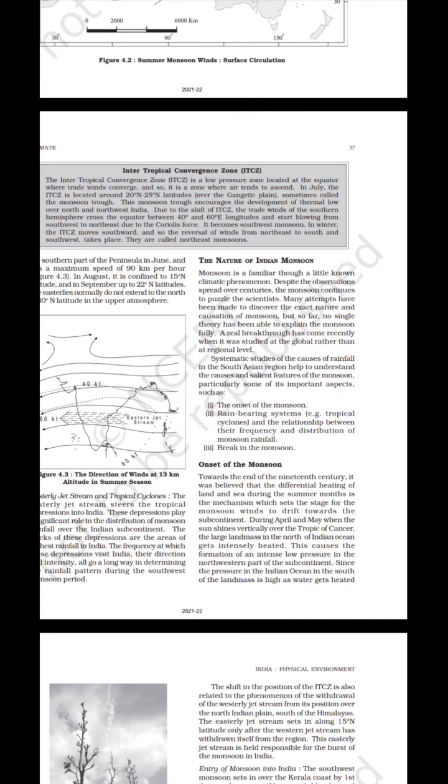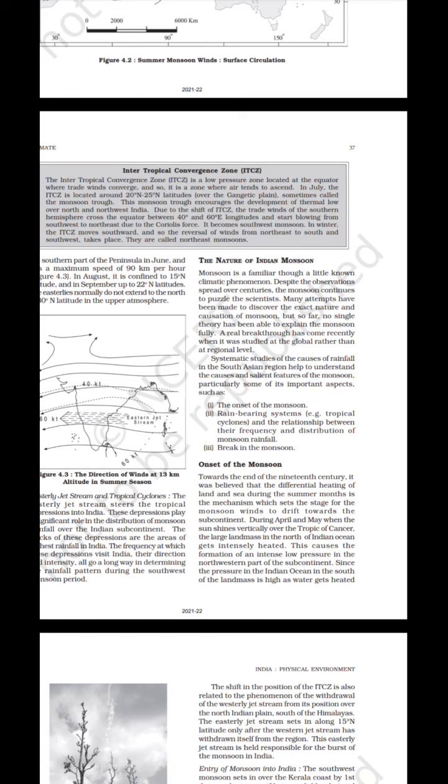Due to the shift of ITCZ, the trade winds of the southern hemisphere cross the equator between 40 degrees and 60 degrees east longitudes and start blowing from southwest to northeast due to the Coriolis force. It becomes the southwest monsoon. In winter, the ITCZ moves southward, and so the reversal of winds from northeast to south and southwest takes place. They are called northeast monsoons.